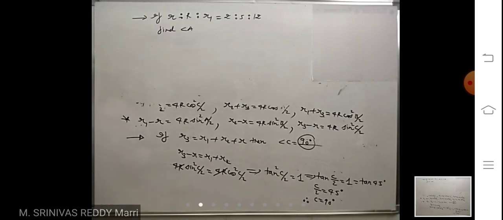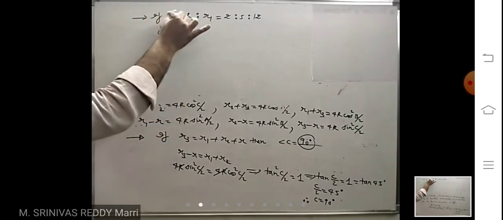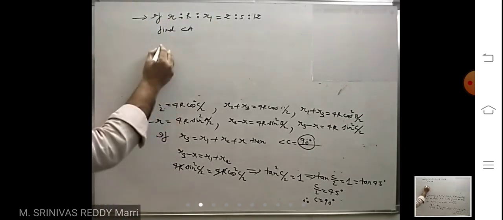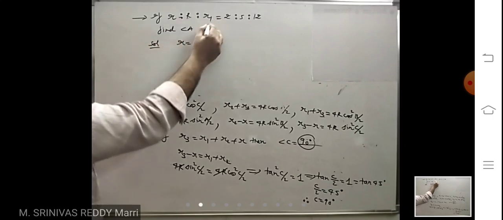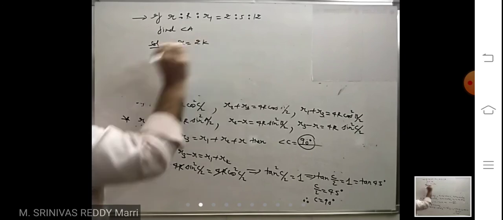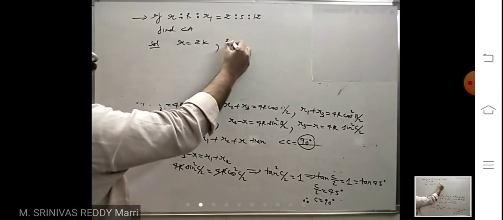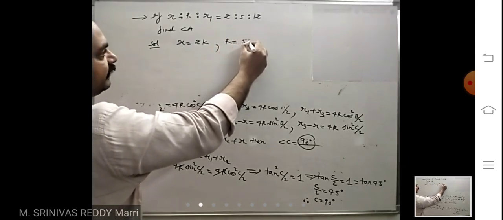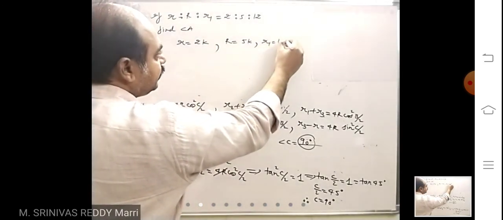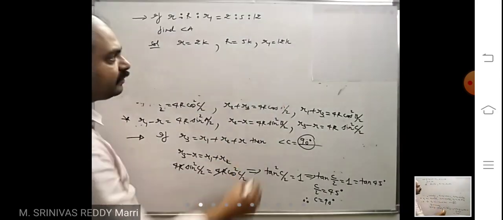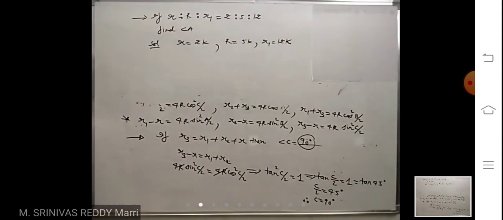So this ratio is given: small r is to capital R is to R1. Now I am taking a proportionality constant. I am taking small r equal to 2k, some proportionality constant k. Capital R is 5k, R1 is 12k, where k is the proportionality constant. That means if you take the ratio, you will get again 2 is to 5 is to 12.